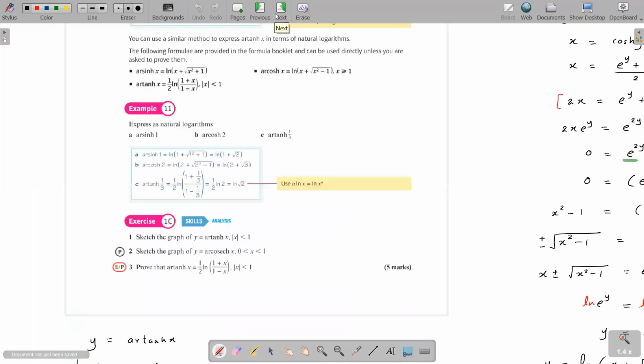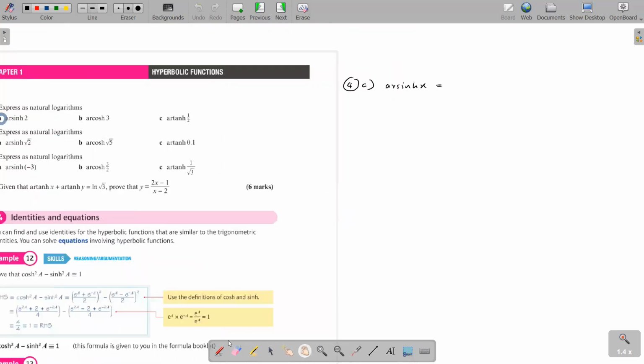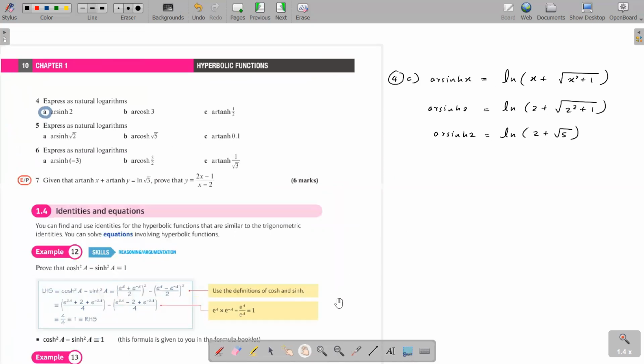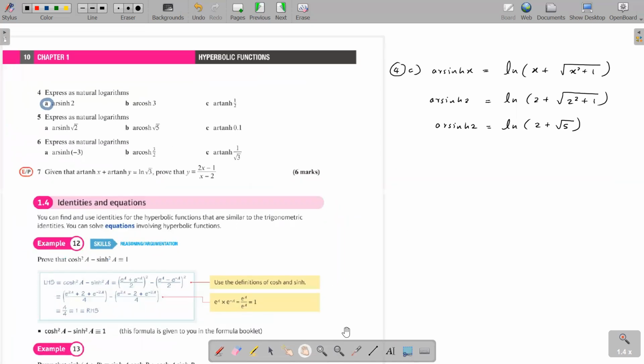R shine x was natural log of x plus root of x squared plus 1. So R shine 2 is natural log of 2 plus root of 2 squared plus 1, which is 2 plus square root of 5. Okay, 2 plus square root of 5. Okay, guys, so these are really easy. All you need to do is substitute values into the equation.